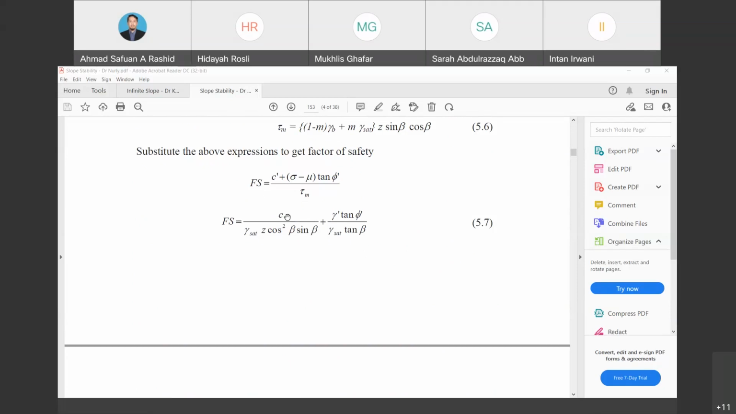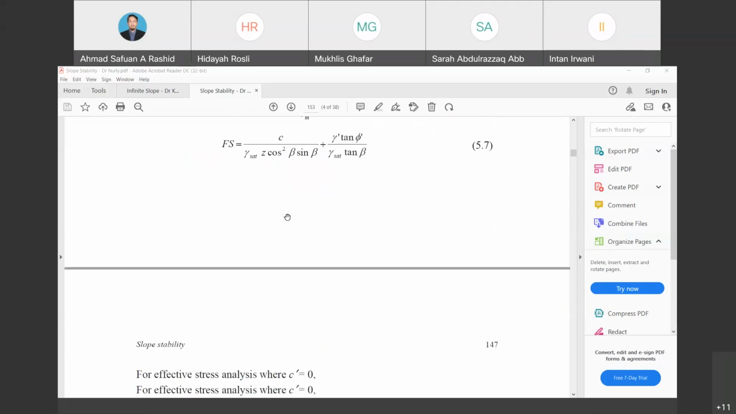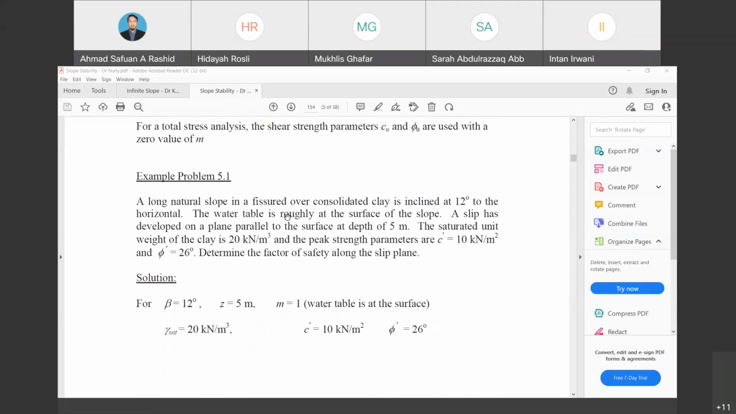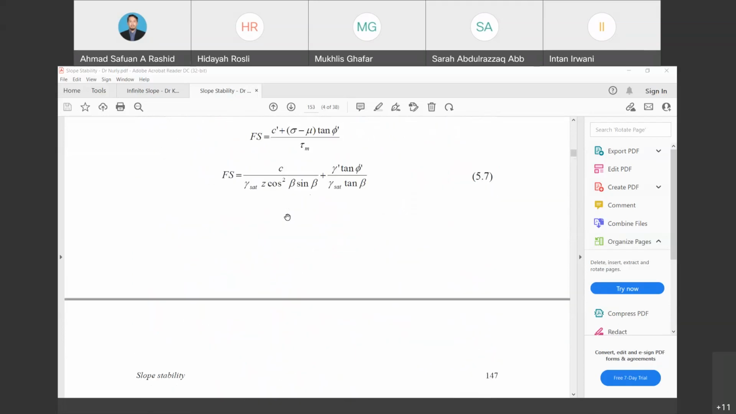Then for the other one, 10 times tangent 26 over 20 tangent 12. Yeah, I gain 1.14 here. So 0.5 times 1.14, plus 1.14. So I obtain 1.65 by using this formula. Yeah, doctor.